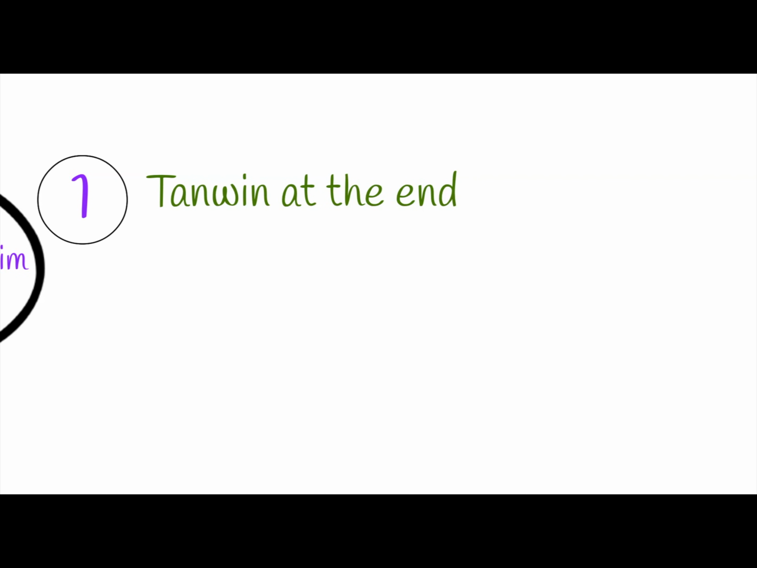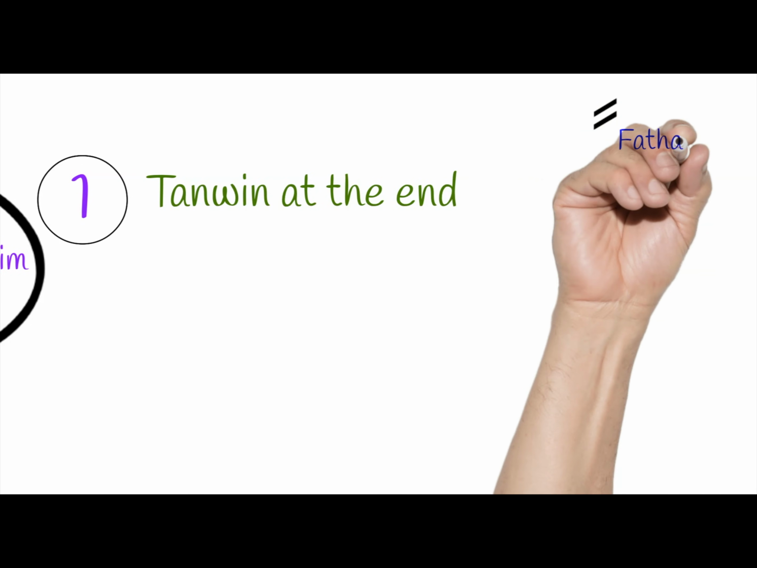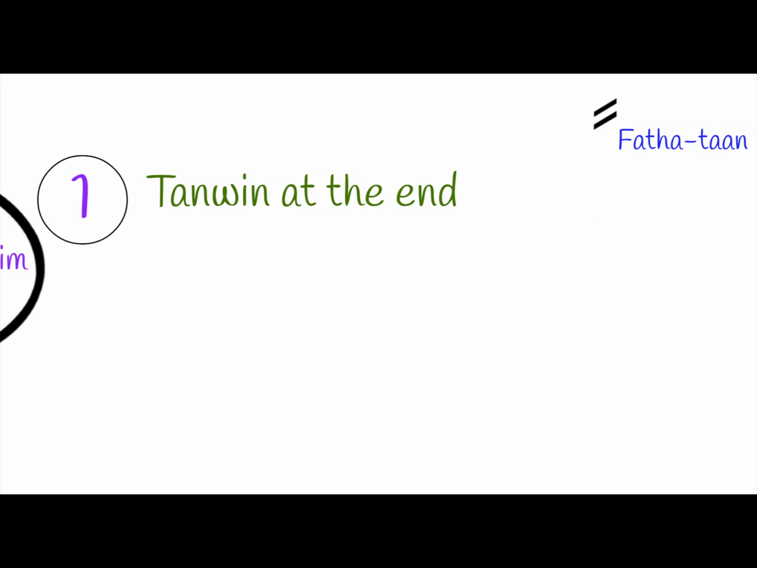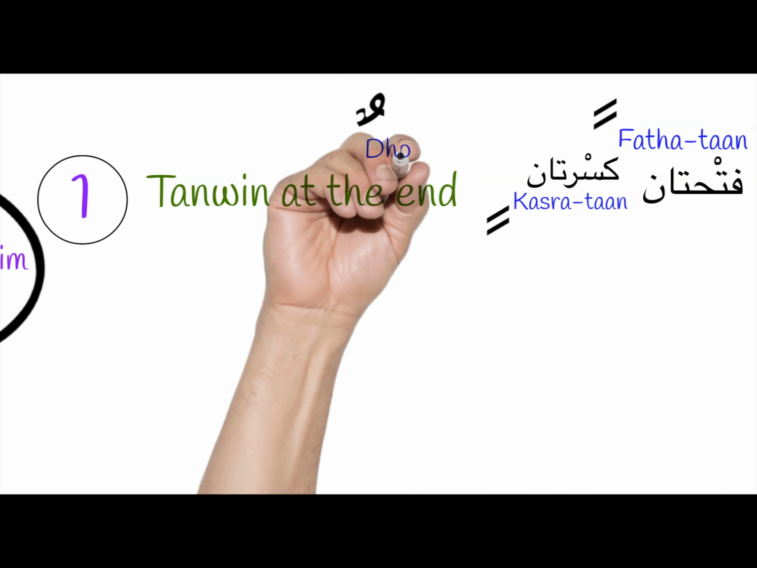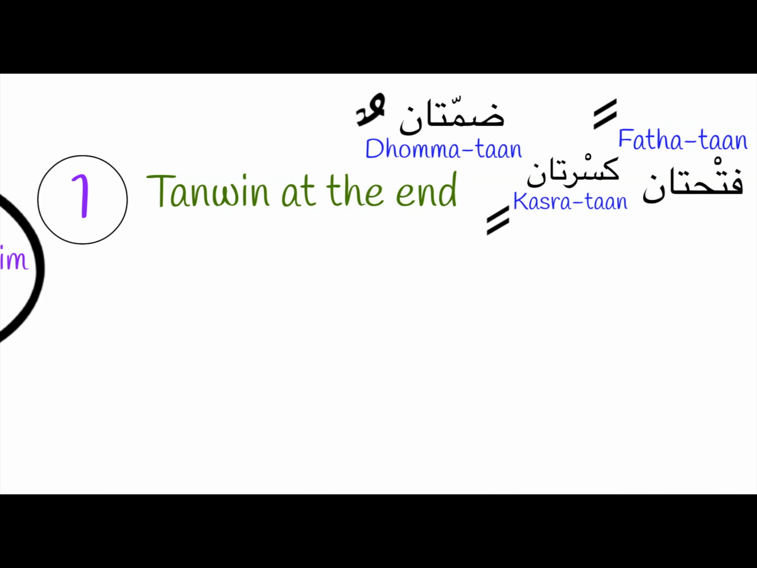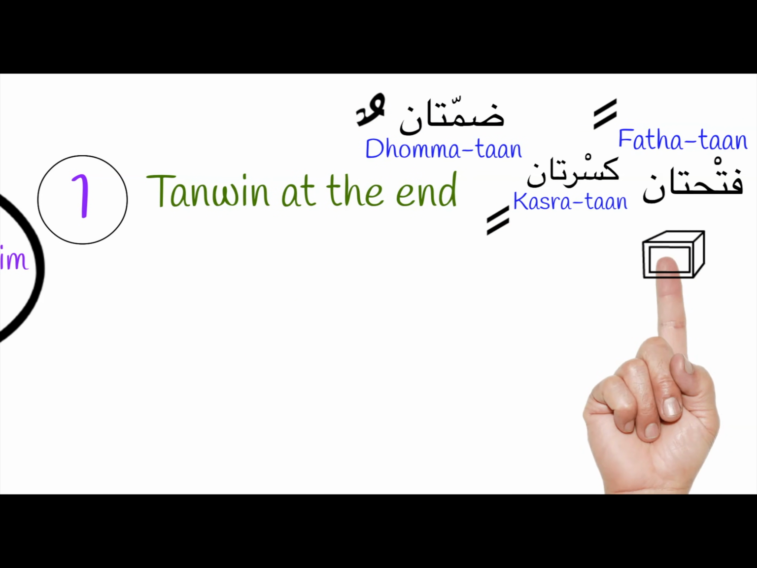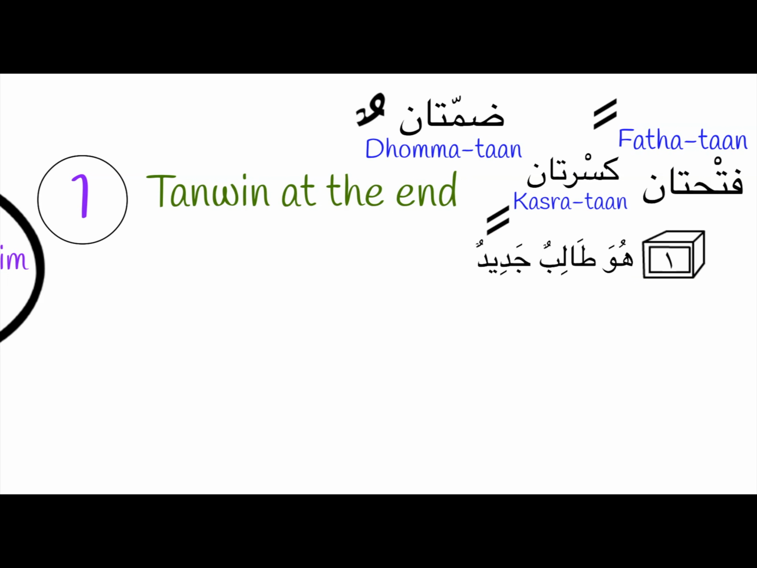The first sign that indicates a kalima or a word to be an isim is the tanween sign at the end of the kalima. As we have discussed in the previous lesson, there are 3 types of tanween. They are fathatan, kasratan, and dhammatan. Now, let's take a look at these examples. Huwa talibun jadidun, which means he is a new student. Looking at the kalimah talibun and jadidun, we can see that there is a tanween at the end of the kalimah. Thus, these two kalimah are isim.